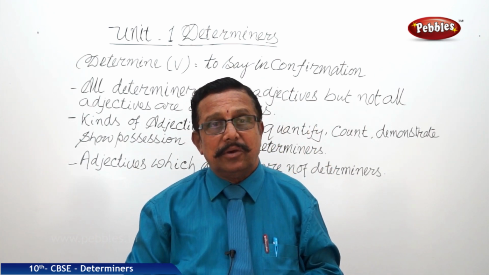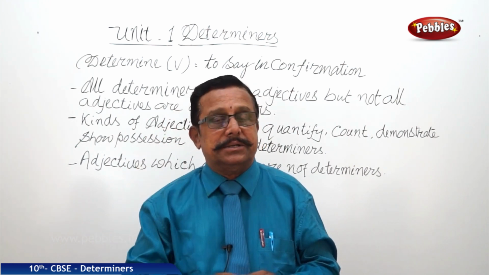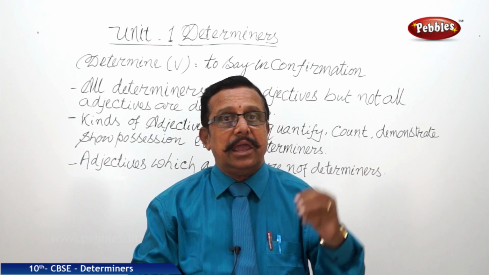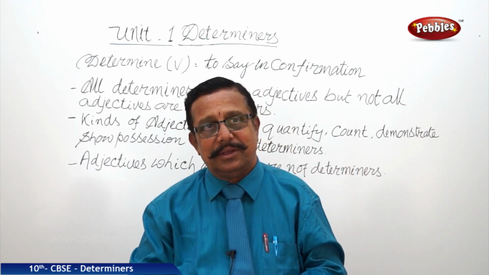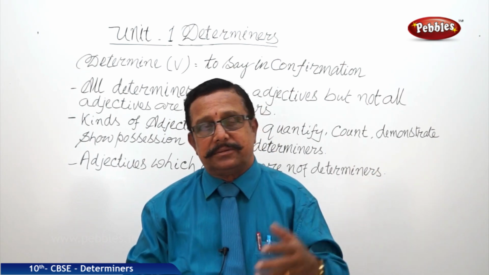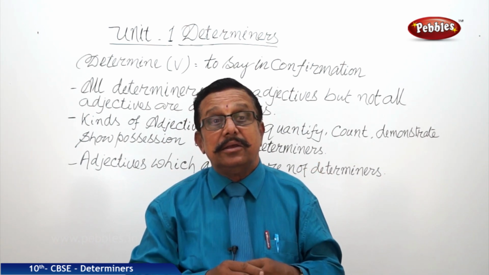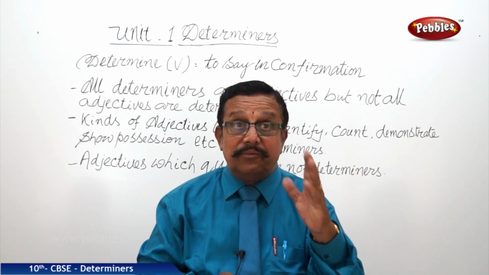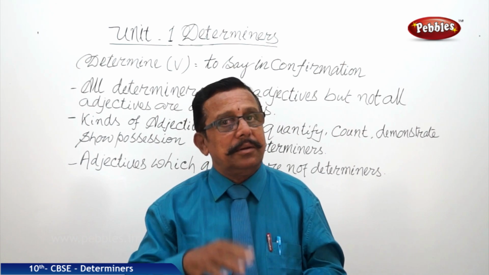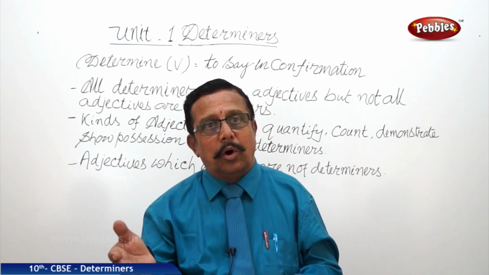Quantity means what? We say all boys, many birds, much sugar, and we say some boys, some sand, some water. See how we are using these words, and we use them in front of the nouns. We can't say boys all, boys many, books many, or books more. That way we cannot say.